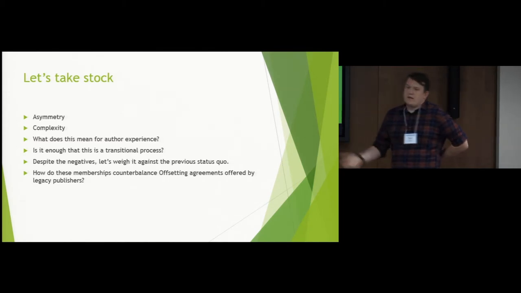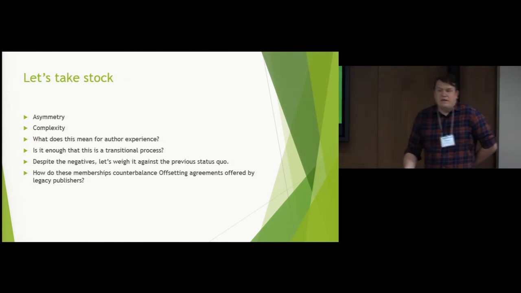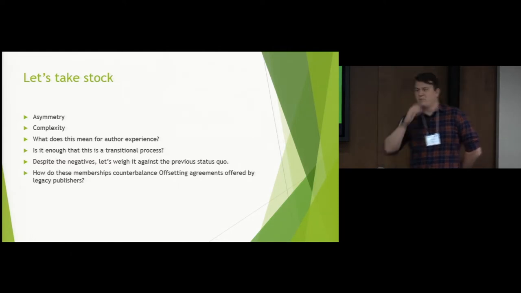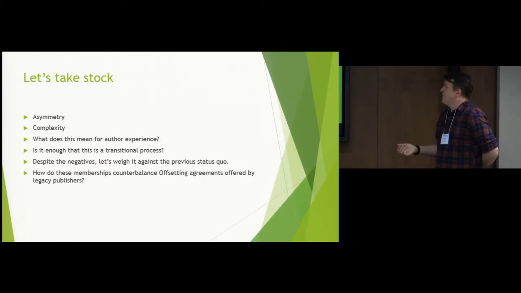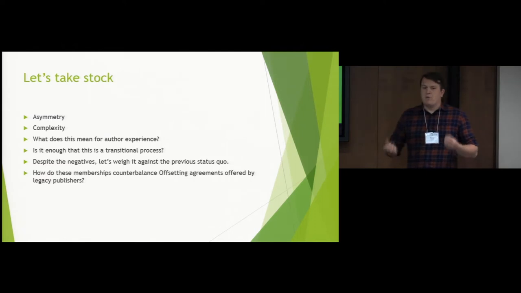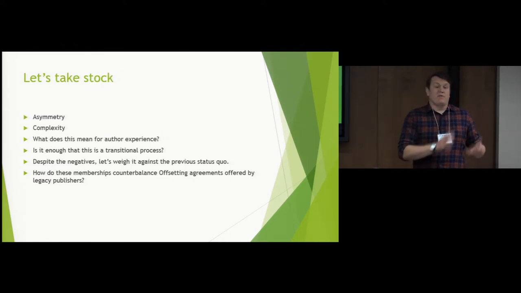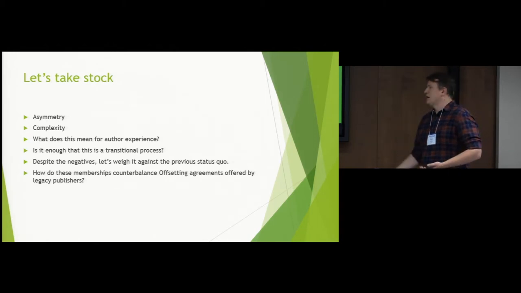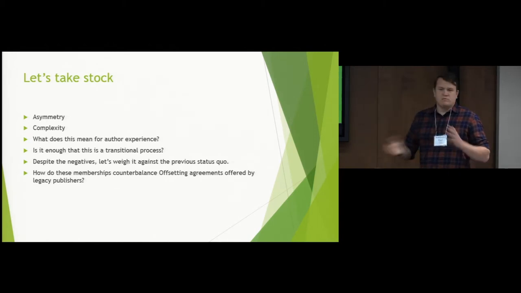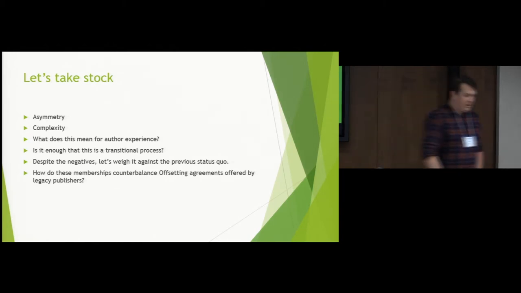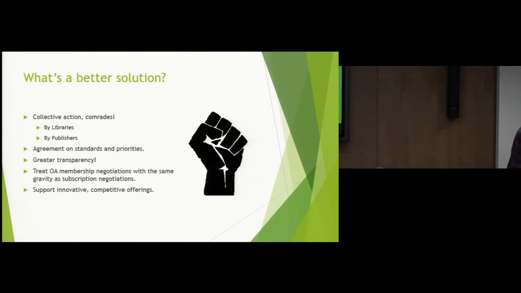Counterbalancing offsetting agreements is a real thing. If people have to worry about this stuff, then it makes people more aware that if they're going to have the option to publish in maybe Frontiers or somewhere like that versus legacy journals, they have options to think about. So what's the solution? Where can we go from here?